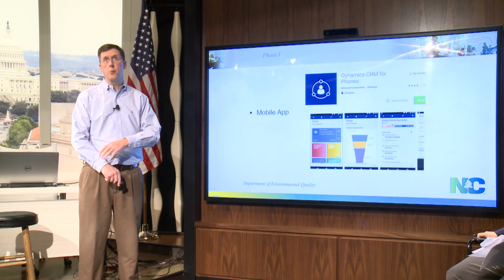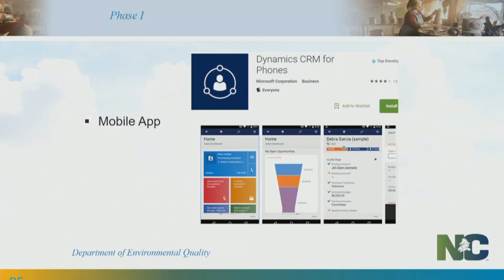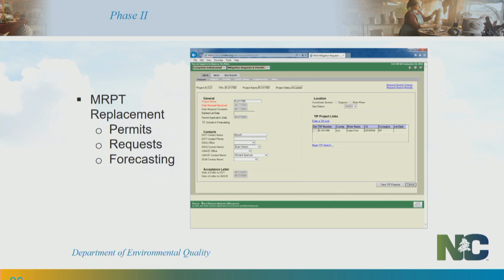One of the neat things that we got right off the bat, and when we went live we had this, was the mobile app. And so our field personnel could access the information on their project, both the project and the financial information, on their phone, on their tablet, and it was really great, and they really, really enjoyed that.